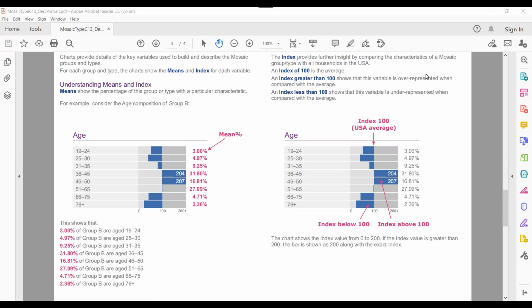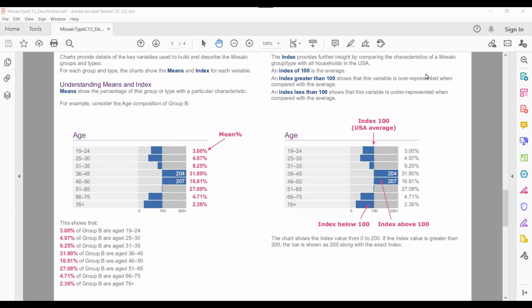The other way to look at the data is through the index. The index is a relativity index, and essentially it tells us how likely households in this group are to exhibit different characteristics or to be part of particular groups. As we see here, the index values range from somewhere between 0 to, the range here says, 200 plus. I've seen some values as high as 1400 or closer to 1500.